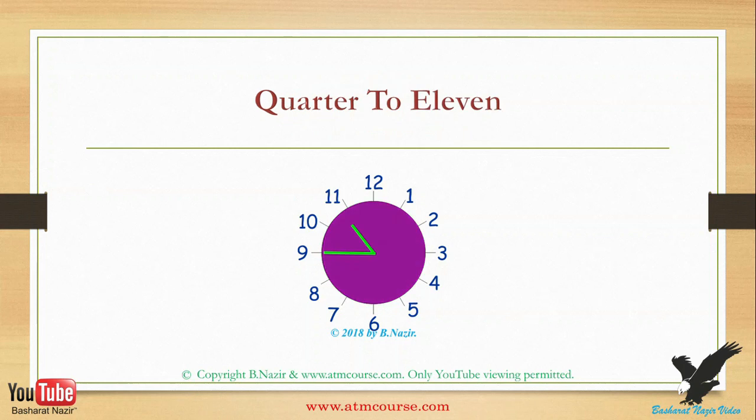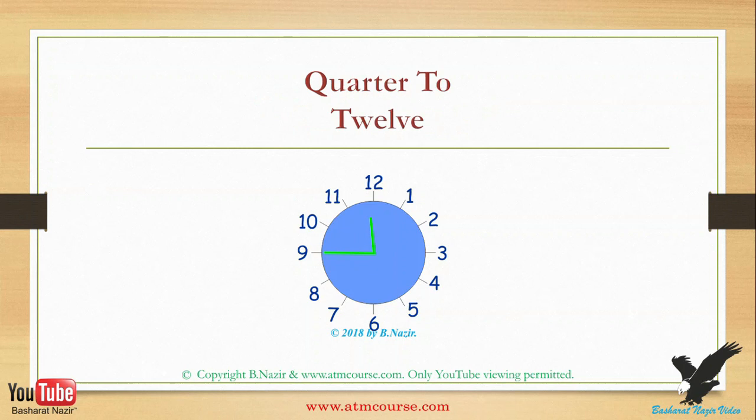This clock is showing quarter to 11, because the big hand is pointing to nine and the small hand is close to 11. Now you say, quarter to 11. This clock is showing quarter to 12, because the big hand is pointing to 9 and the small hand is close to 12. Now you say, quarter to 12.